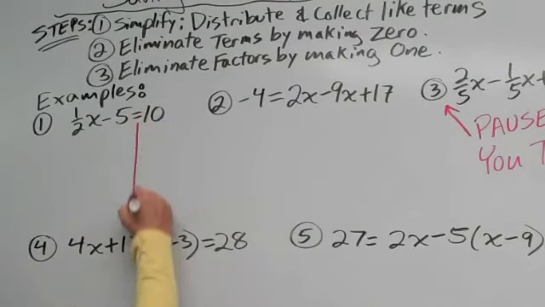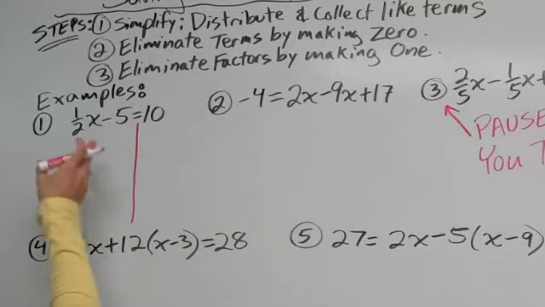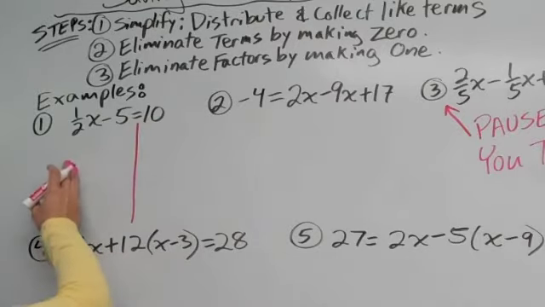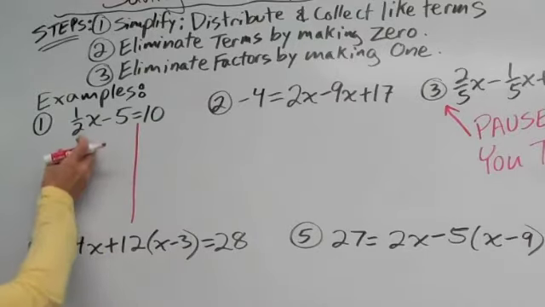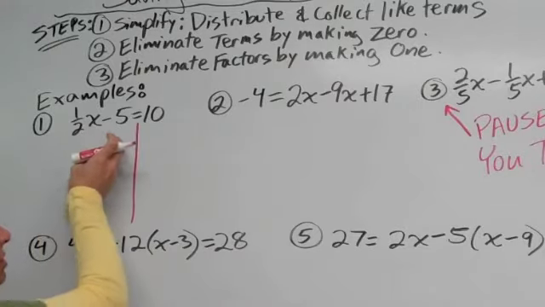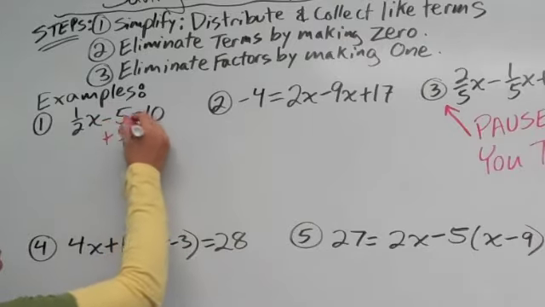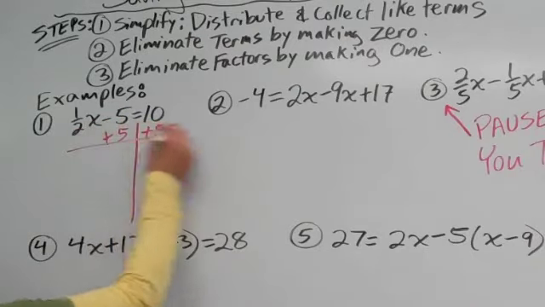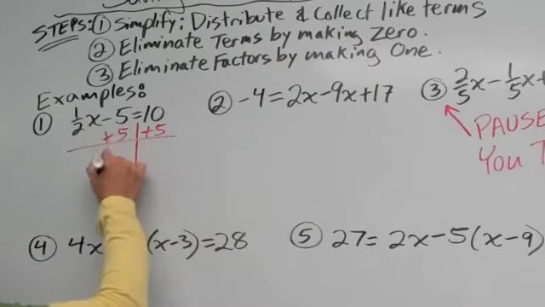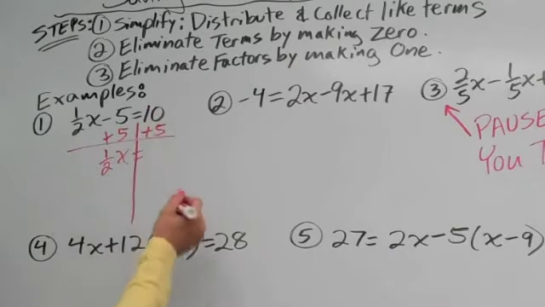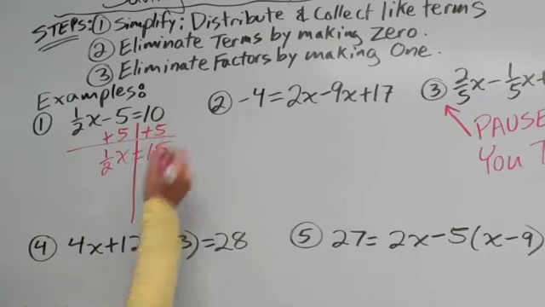Build a fence so I can keep it balanced. I need to simplify, I can't. Eliminate terms by making a 0. Well, I don't want to get rid of the x term, so I'm going to get rid of the -5 term. Inverse of -5 is +5, so I add 5 to both sides. When I do that, I end up with 1/2 x is equal to 10 plus 5, which is 15.